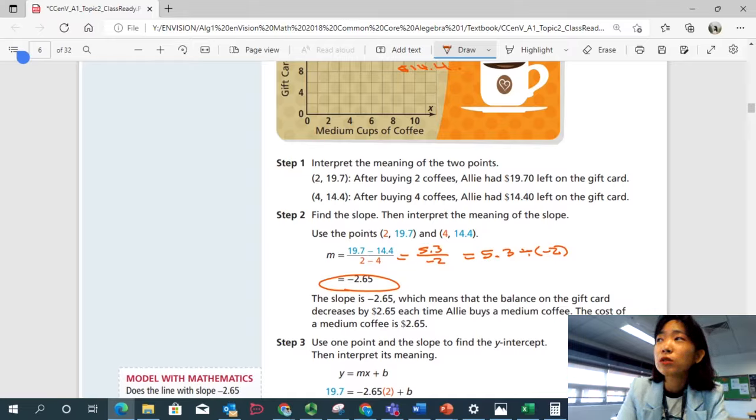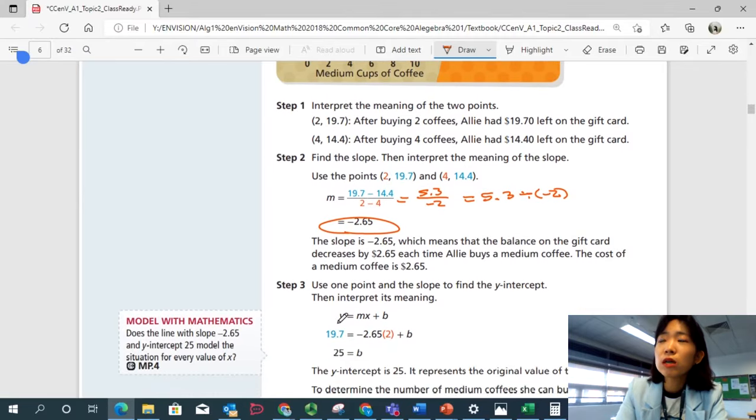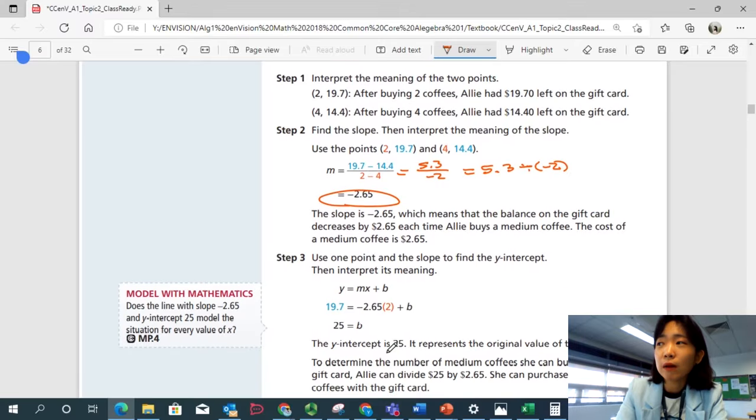Use 1 point. You can just pick 1 point out of those two, and you can use the slope to figure out the y-intercept. So use the slope-intercept form to figure out your y-intercept. Plug in the x value and the y value of 1 point. Then you use the slope that you just figured out to solve for the remaining variable, b, which stands for the y-intercept. If you solve for b, it's going to be 25, and that is your y-intercept.